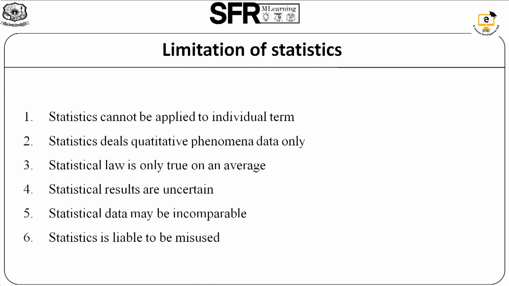Statistical data may be incomparable. Sometimes it becomes incomparable because of inadequate data. Incomparable means, as we already saw in the example, the ages of trees and the ages of husbands are incomparable. So we have to choose a suitable comparison between two kinds. Next one is that statistics is liable to be misused. Statistics may be misused because it's a collection of data, and sometimes the data is inadequate. For example, if a table represents company production data only from 2005 to 2010, that representation has inadequate data. There is a liability to misuse.